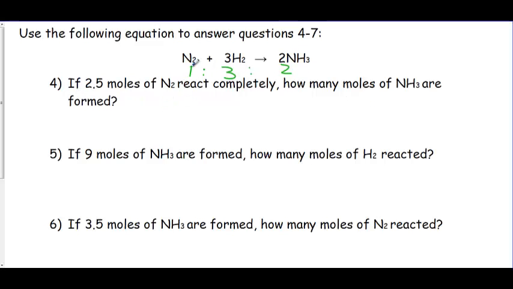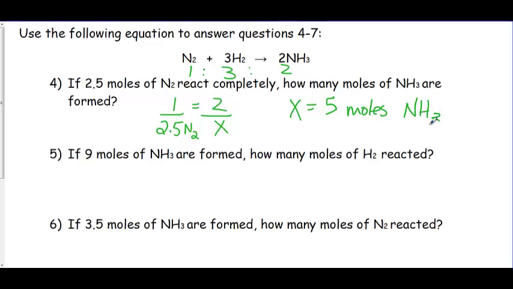Okay, so let's set this up. So we have 1 mole of nitrogen gas. We know it will produce 2 moles of NH3. So we know that. So we're going to set that up. Now, on the bottom, if we change our numbers, we're going to have 2.5 moles of N2, I'm sorry, N2, to produce how many moles of NH3 now? So we're going to set this up. Now this is going to be X equals, cross multiply, 2 times 2.5 is 5. Simple. 5 moles of NH3 are formed.